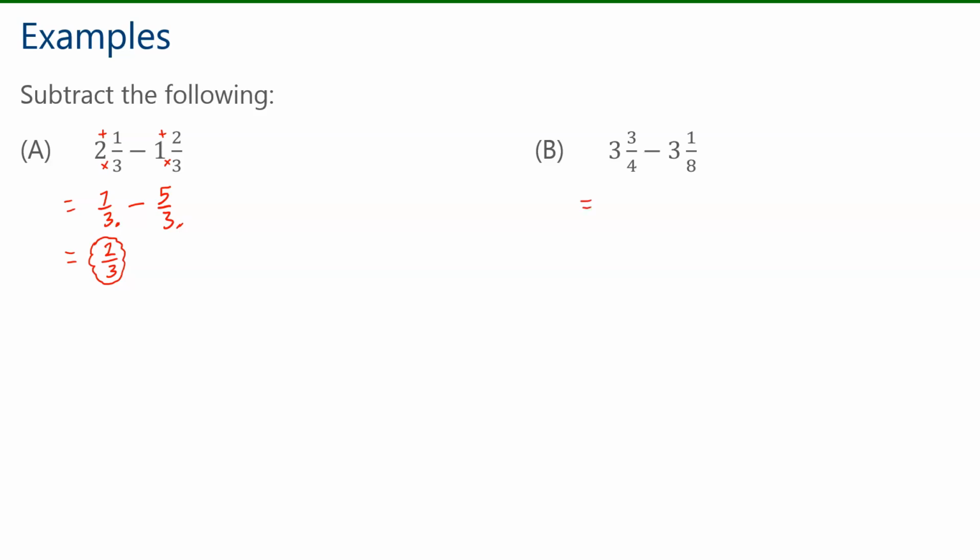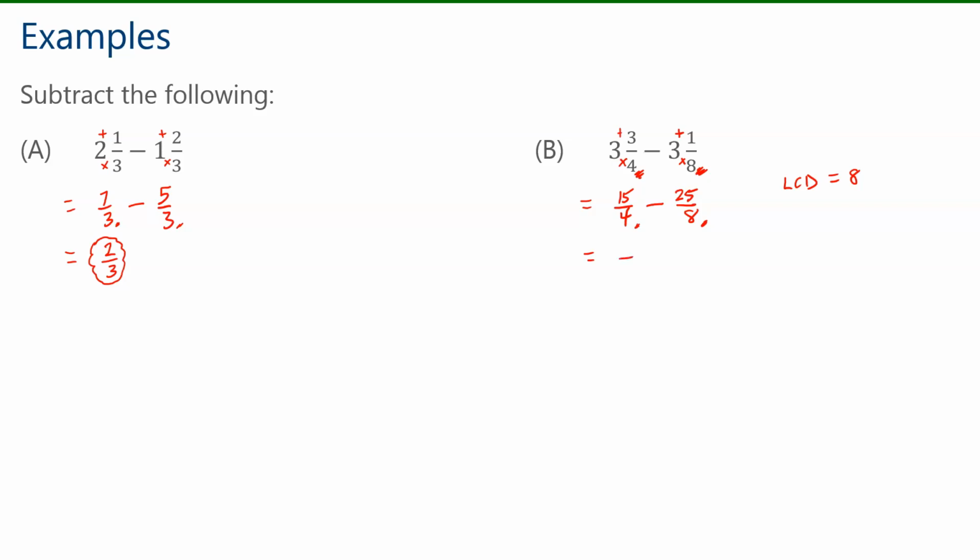First step, mixed numbers to improper fractions. 4 times 3 is 12. 12 plus 3 is a 15. Over my denominator, 4. Subtract. 8 times 3 is 24. 24 plus 1 is a 25. Over my denominator, 8. This time, our denominators are different. We have a 4 and an 8. We know that in order to subtract, we need a common denominator. The LCD for 4 and 8 is 8.